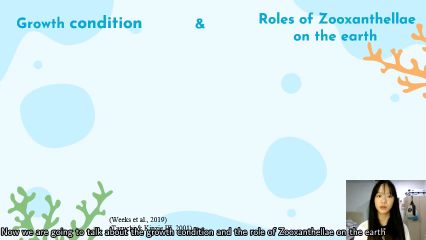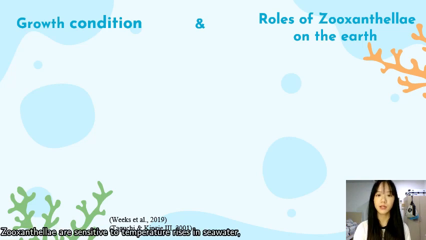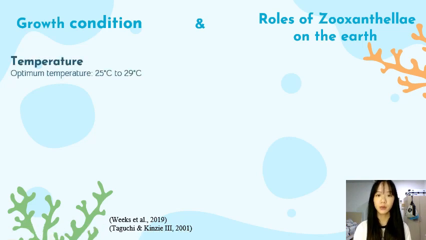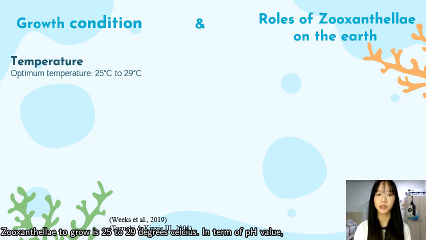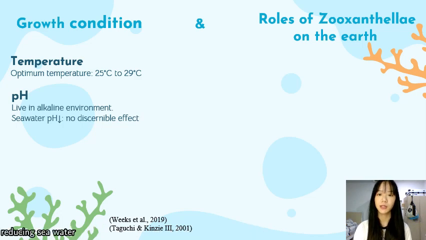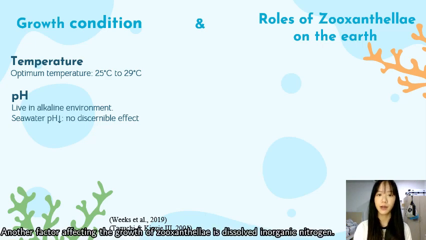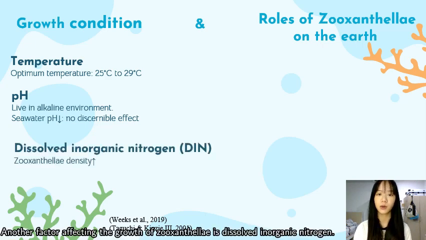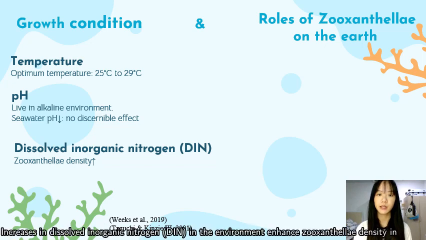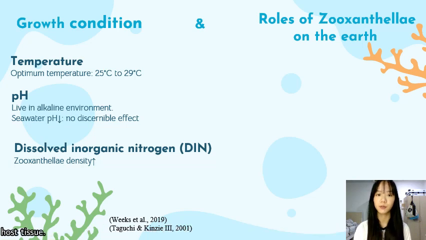Now we're going to talk about the growth condition and role of zooxanthellae on the Earth. Zooxanthellae are sensitive to temperature rises in seawater, which will demonstrate apoptosis at 30 degrees Celsius. The optimum temperature for zooxanthellae to grow is 25 to 29 degrees Celsius. In terms of pH value, reducing seawater acidity has no discernible effect on zooxanthellae density. Another factor affecting the growth of zooxanthellae is dissolved inorganic nitrogen. Increases in dissolved inorganic nitrogen in the environment enhance zooxanthellae density in host tissue.